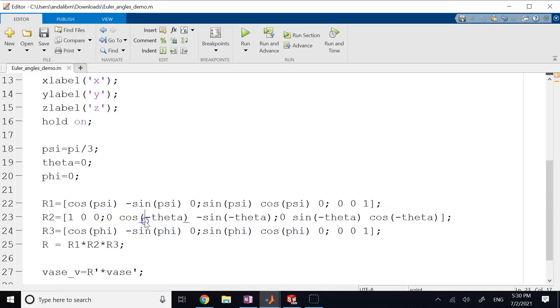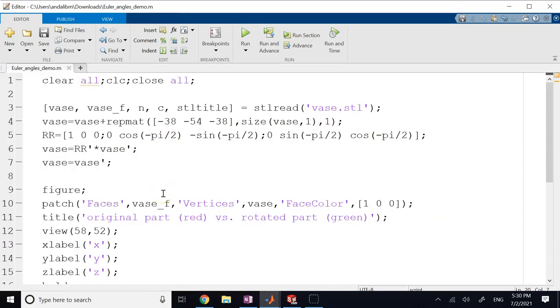Now, by the way, here you see instead of theta, I have a negative theta. You might be a little bit confused at what it is that I'm doing. Why should I change this from theta to negative theta? The only reason I did it is because the part that is imported into MATLAB is imported upside down.